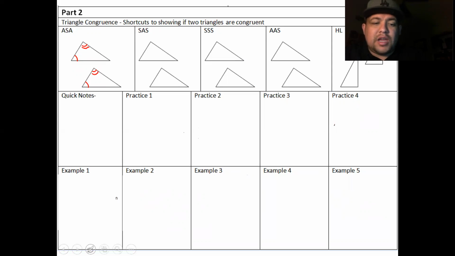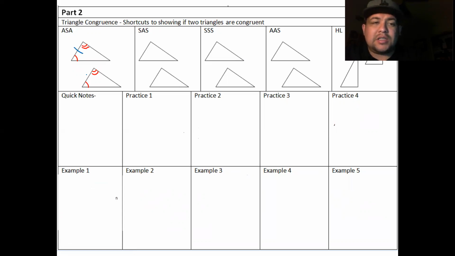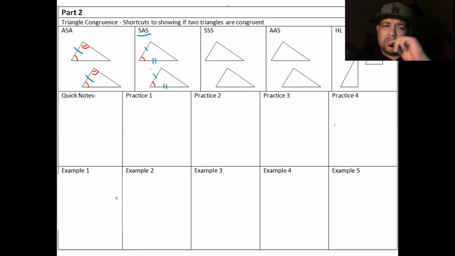And we're going to say that we have an included side, meaning that the side is in between both angles. If we have that type of congruence with two triangles, we can definitely say they're congruent. The other version is side angle side, which tells me if I have two sides that are congruent, and in this case, we look at the included angle between them, we can say that those two are also congruent.